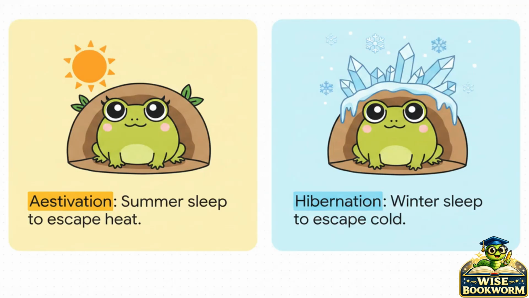Now, what's really interesting about this next part is how extreme the frog's survival tactics actually are. Because they're cold-blooded, peak summer heat and freezing winter cold are absolutely lethal to them. So what do they do? They literally disappear. They retreat into deep underground burrows to shelter themselves. In the extreme heat, it's called estivation, or summer sleep. And in the freezing cold, it's hibernation, or winter sleep. They essentially hit the pause button on their entire biological factory to ride out the tough times.